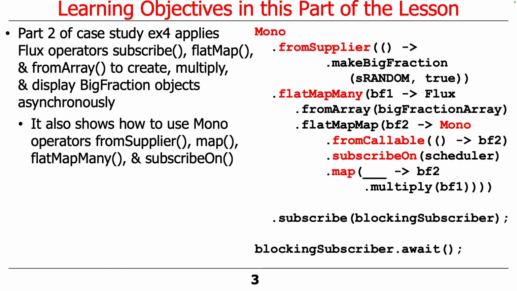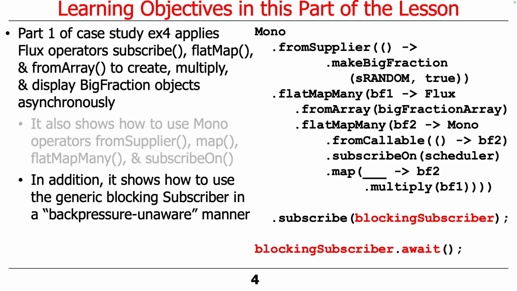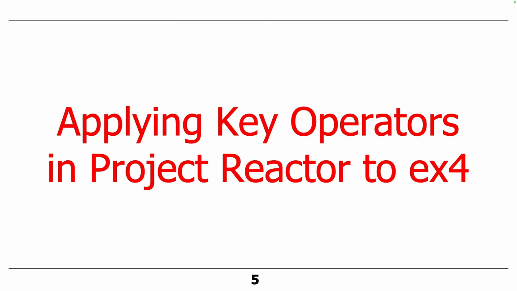We're also going to show how to use a couple of interesting mono operators, including from supplier, map, flat map many, which is a very interesting mono operator, and subscribe on. So you see, these are some of the things we're going to get there from using the monos. And then we're also going to show how to use this blocking subscriber in a back pressure unaware manner by awaiting for all the asynchronous processing to finish.